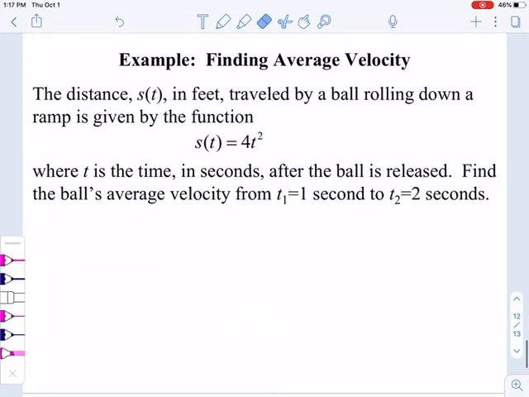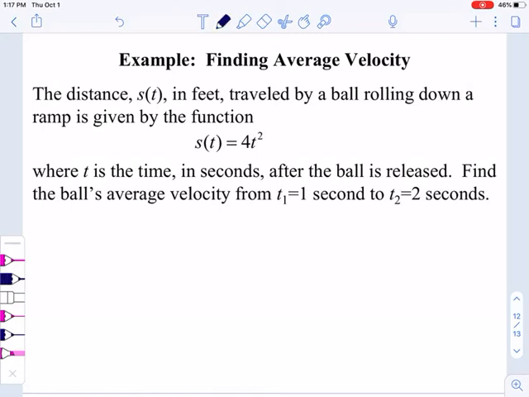All right, so if we were to look at an example, it tells us that the distance in feet traveled by a ball rolling down a ramp is given by the function s of t is equal to 4t squared, where t is the time in seconds after the ball is released. Find the ball's average velocity from t sub 1 is equal to 1 second to t2, which is 2 seconds. So what is the average speed from 1 second to 2 seconds?